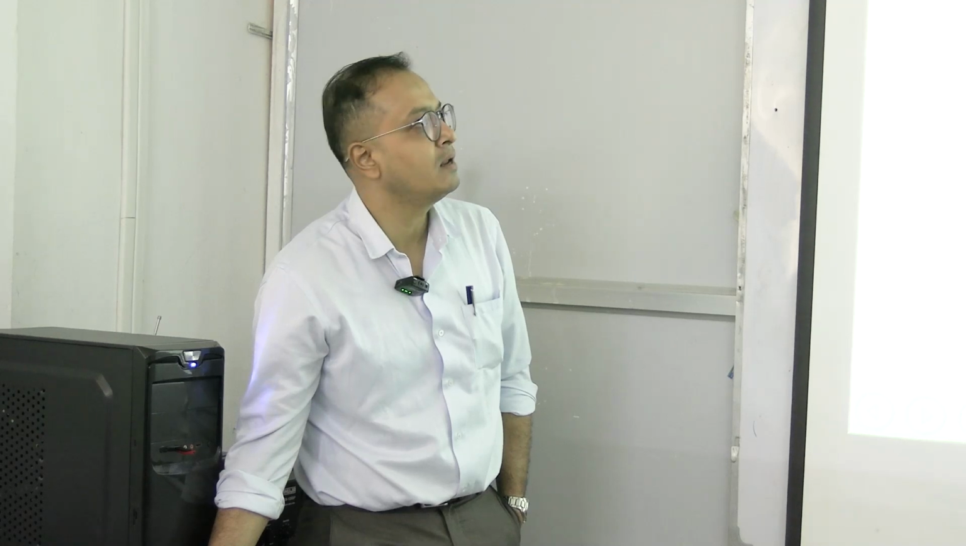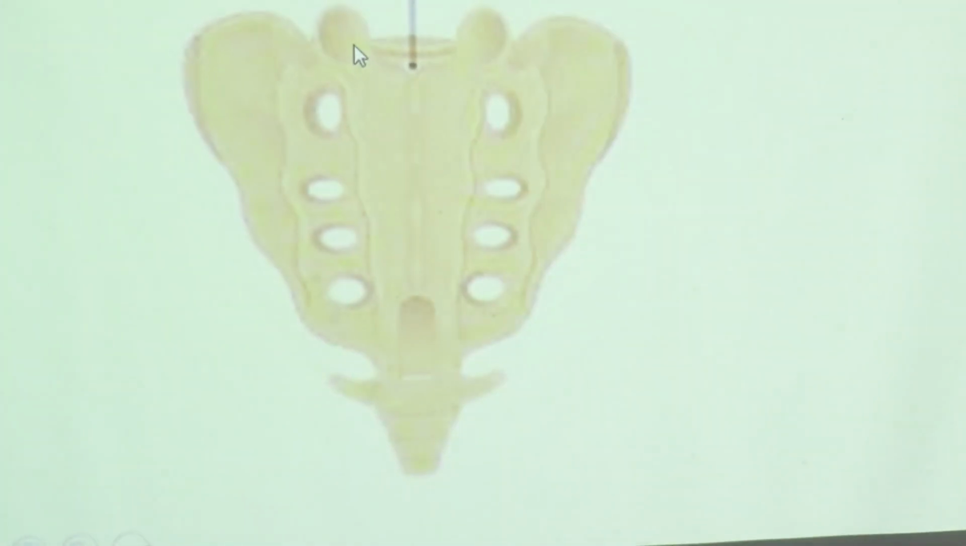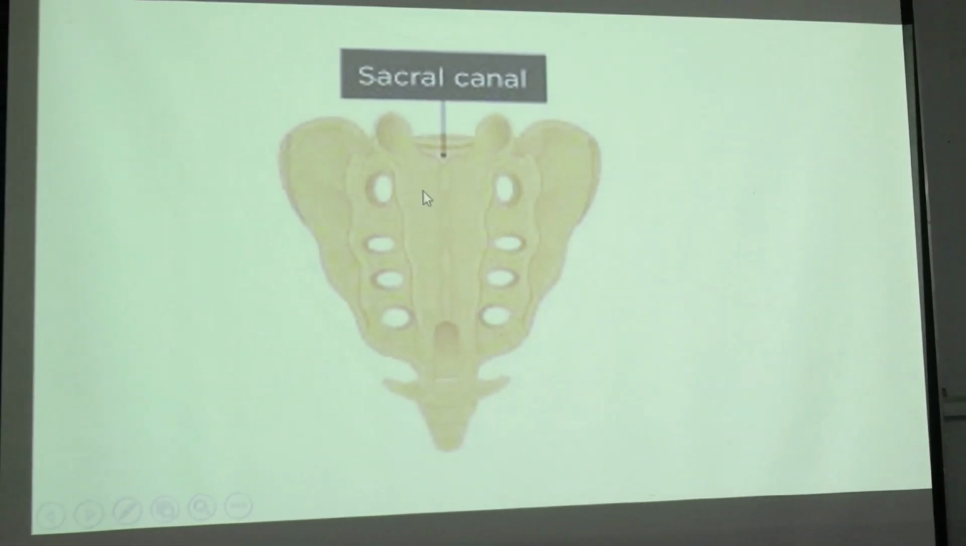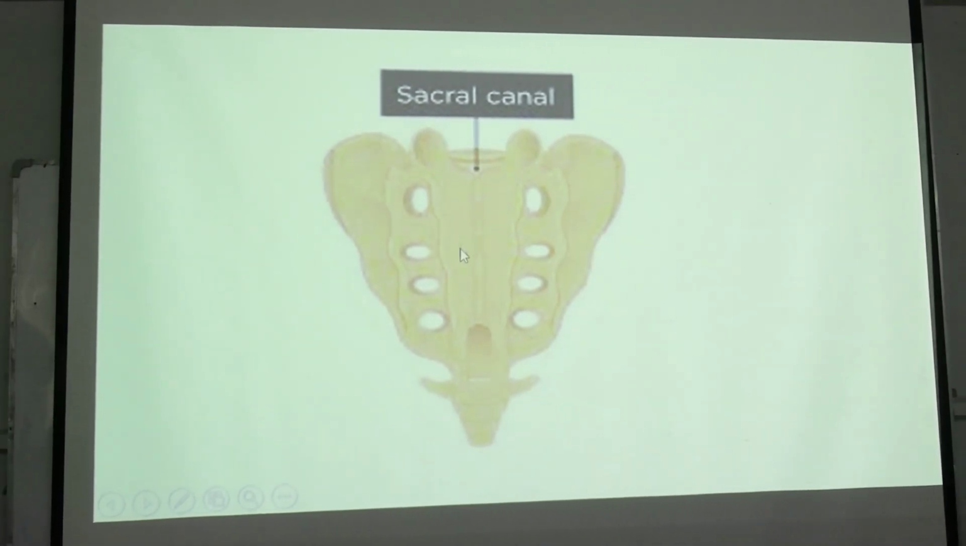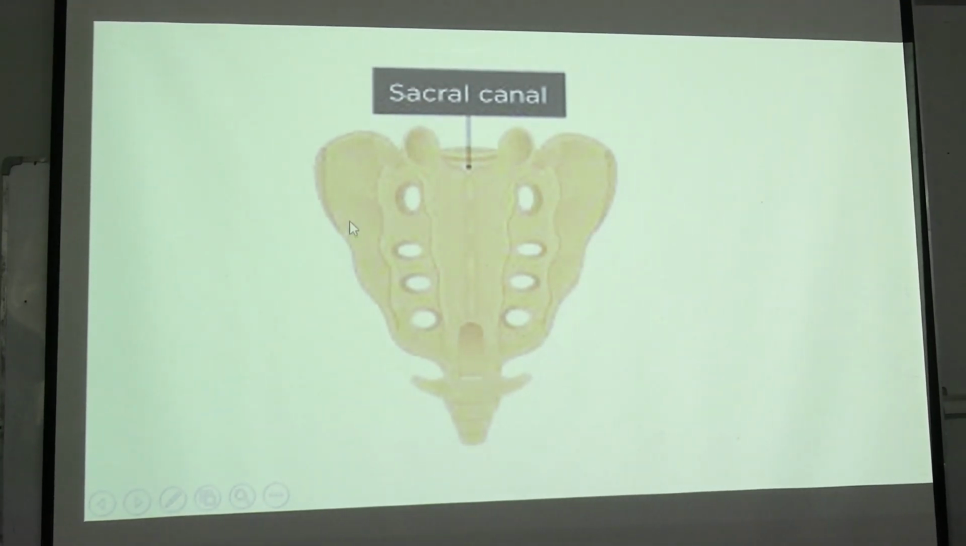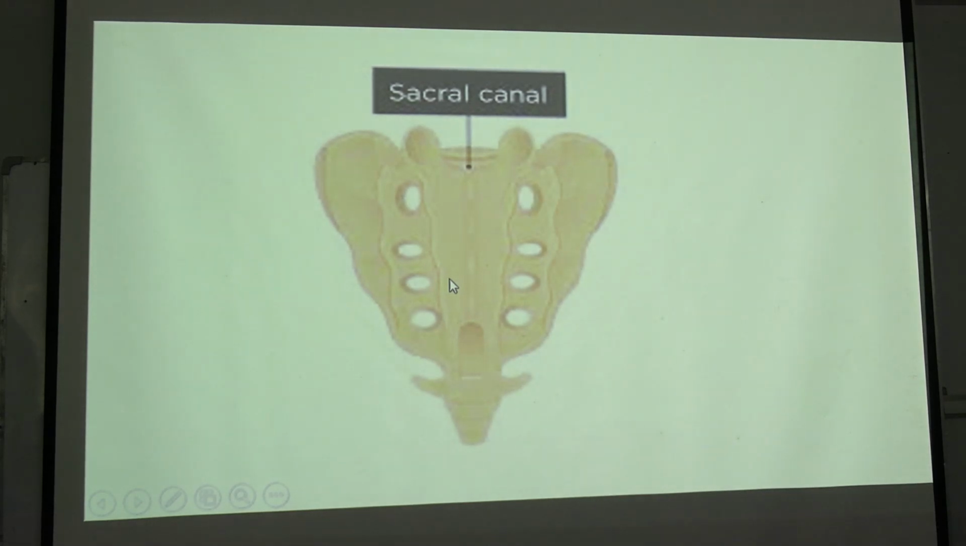Now coming to the important part, the sacral canal, the sacral foramina and the sacral hiatus. What gets into the sacral canal, and what comes out of the sacral hiatus and the foramina, that's important for us. So let's take the easy thing first. These foramina come with the spinal nerves, which we call sacral nerves.